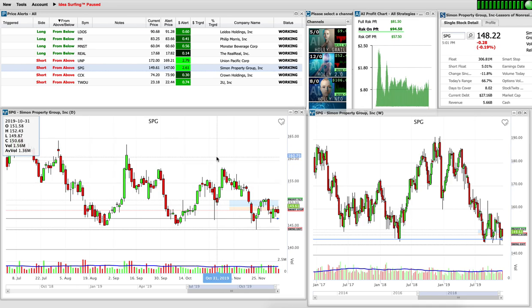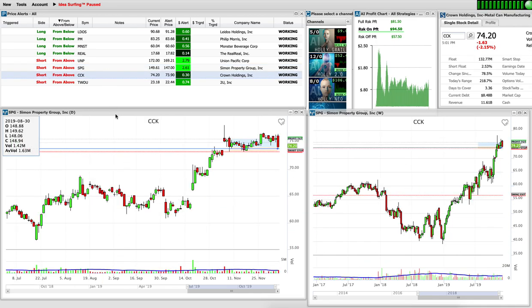SPG, this is essentially, we've pushed down, we bounced, that bounce looks like it fails, so it's kind of a rollover type of pattern. There is a lot of support in this area, but I think if we get going, we can get going pretty quickly on this one.